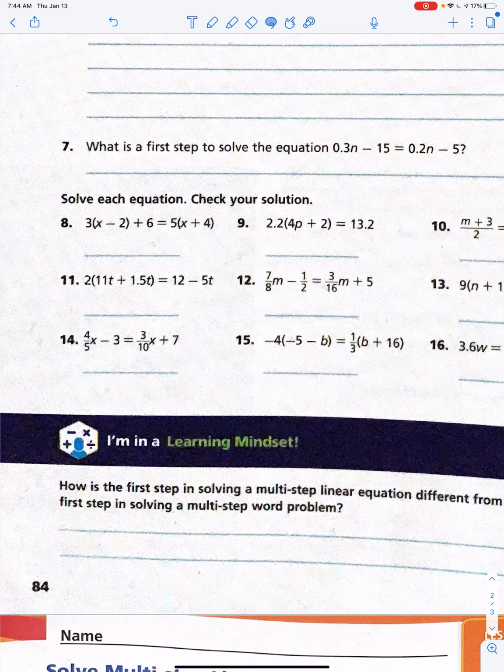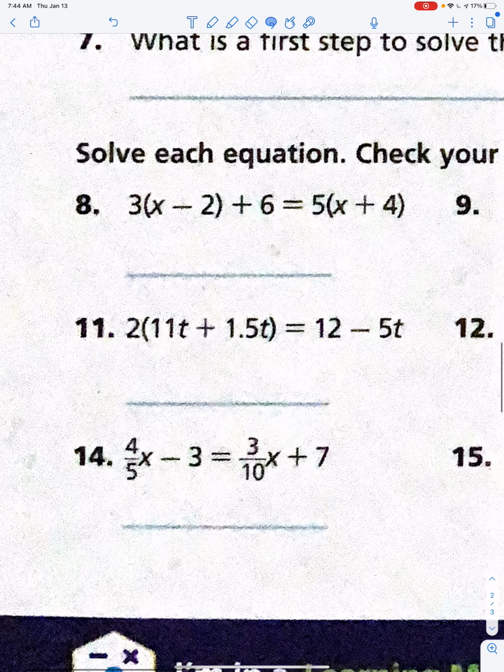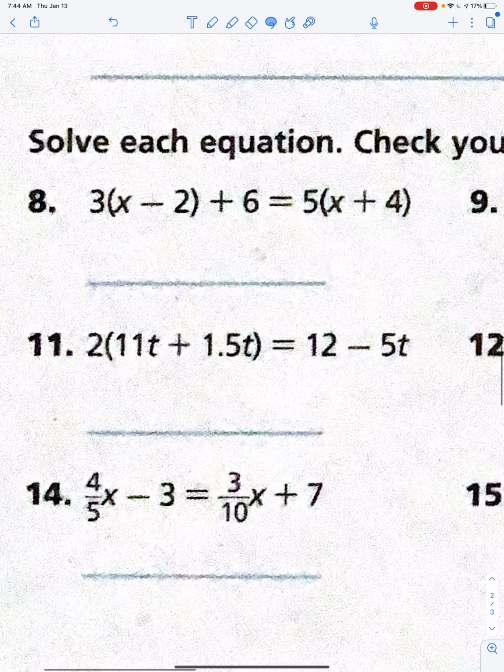So let's do some multi-step equations. These are linear equations, which means if we were to solve these for y, we'd get a line. Let's do number 8 and number 14. So first, number 8: 3 times (x minus 2) plus 6 equals 5 times (x plus 4).